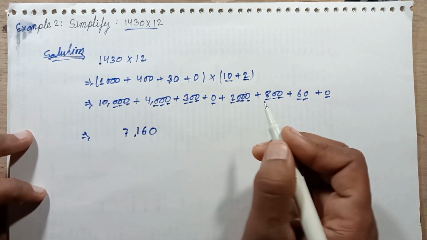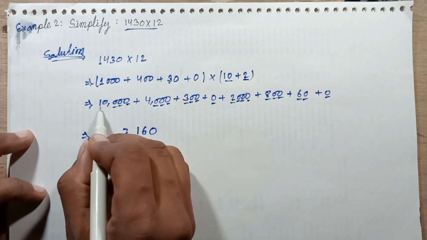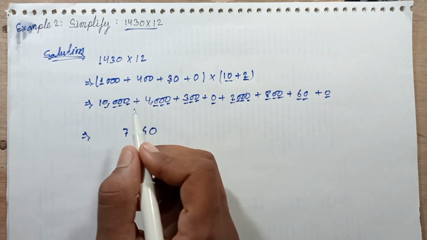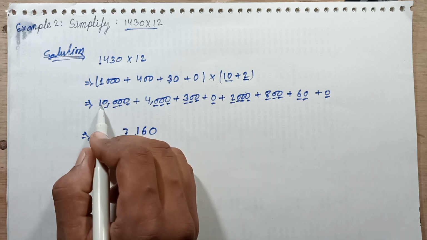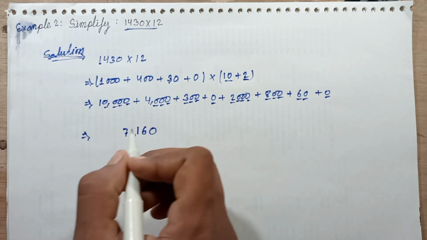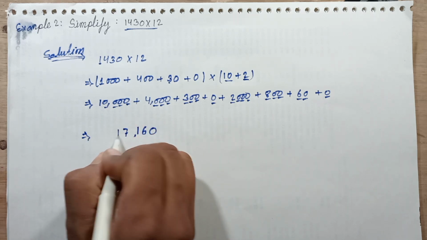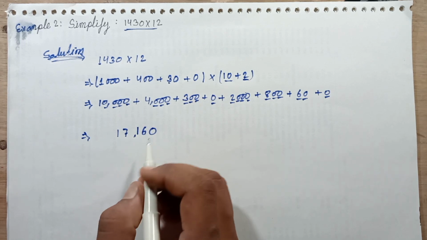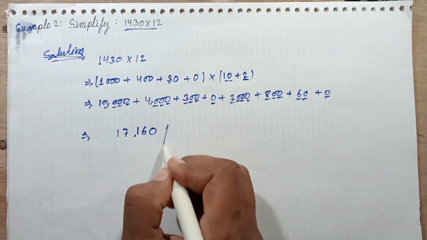5th digit number is 1, 10,000. 17,160. This is my answer.